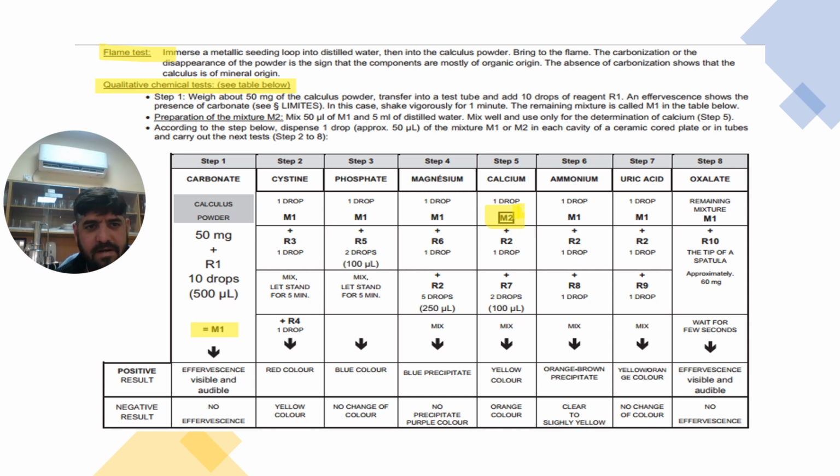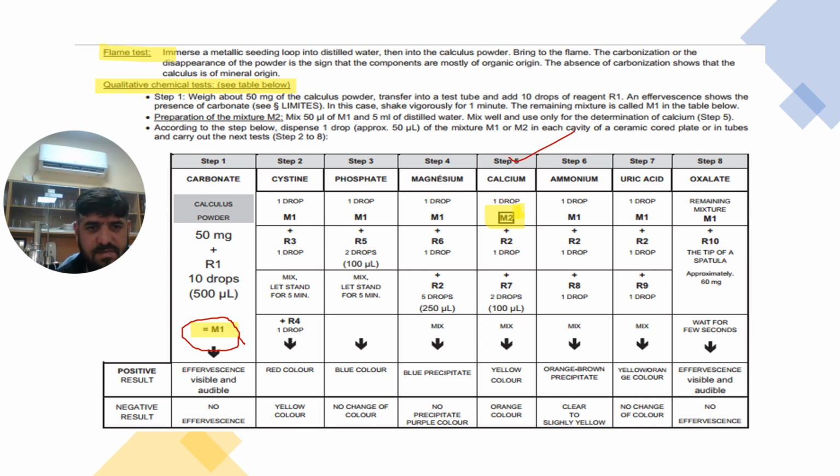For the qualitative chemical test, take about 50 milligram of the calculus powder, transfer it into a tube and add 10 drops of the reagent R1. Effervescence shows the presence of carbonate. In this case, shake the mixture vigorously for 1 minute. The remaining mixture is called M1 in the table below. So this is the M1. Preparation of mixture 2: mix 50 microliter of M1 and 5 ml of distilled water. Mix well and use for determination of calcium in step 5 in the table.